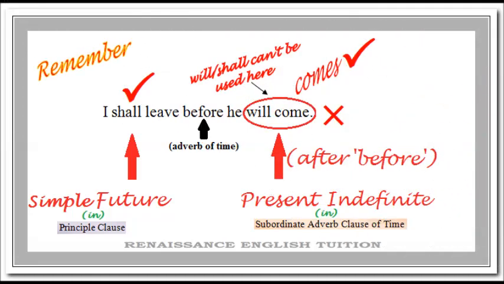Remember, we cannot say, I shall leave before he will come. Will or shall can only be used in the main clause, before the adverb of time. After the adverb of time we cannot use will or shall. After the adverb of time present indefinite tense is used.